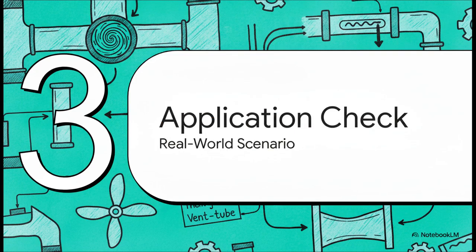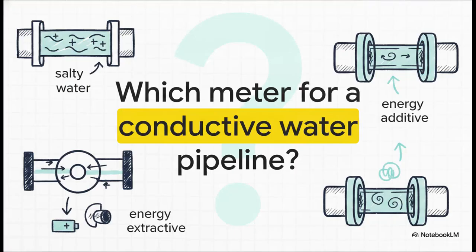Okay, let's see how all this applies in the field with a quick real-world application check. Here's your scenario. You are designing a control loop for a produced water pipeline coming straight off of a processing facility. The liquid is basically just salty water. And you know for a fact the pipeline is guaranteed to operate completely full at all times. So, based on what we've just covered, which camp are you drawing from? Are you picking an energy extractive orifice plate or an energy additive mag meter? Take a quick second to lock in your answer.